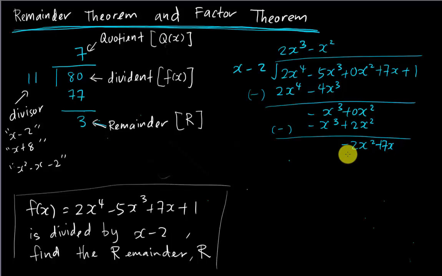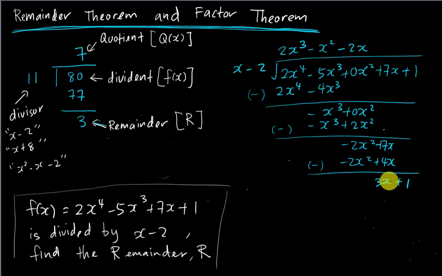So in order to get negative 2x squared, I will write minus 2x. Minus 2x multiplied by x is negative 2x squared. Negative 2x multiplied by negative 2 will be plus 4x. Then there is an invisible minus here. So here we're left with 3x plus 1.